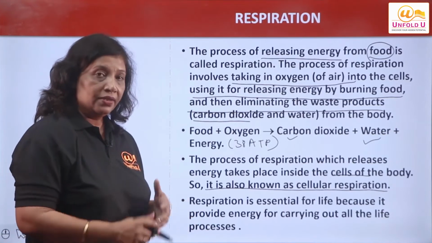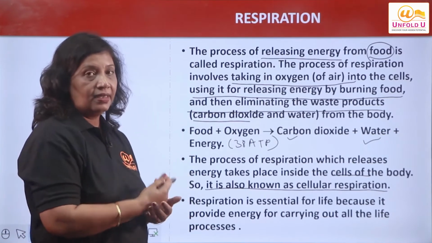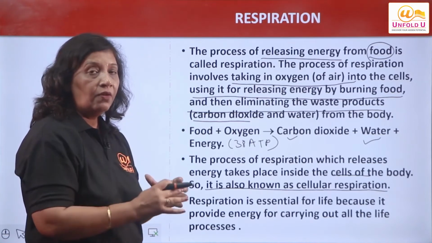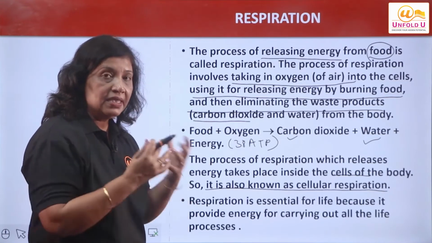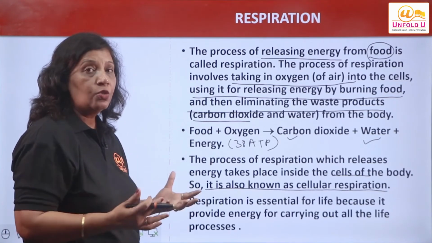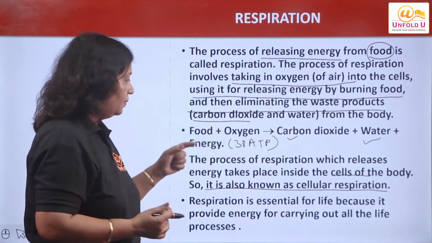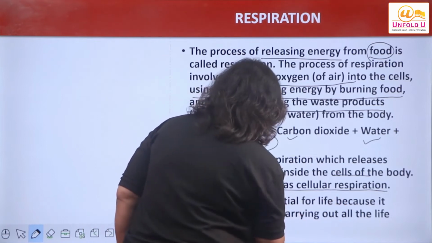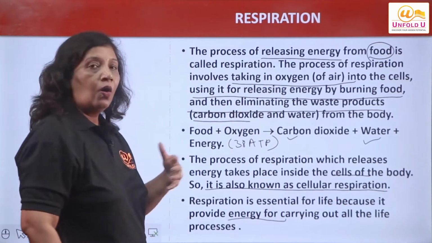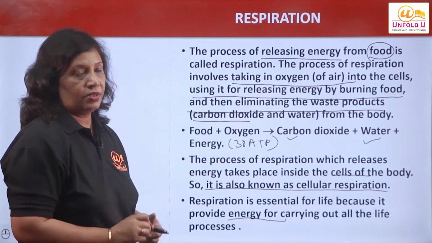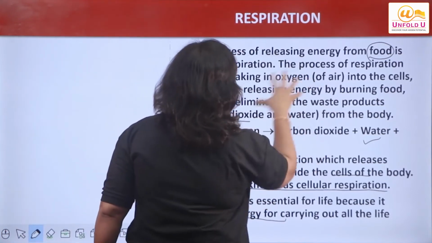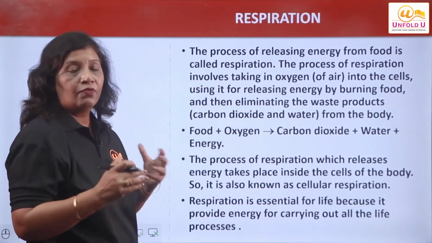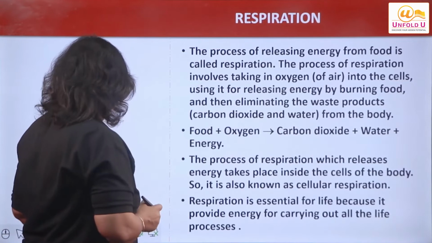I told you when oxygen which is taken inside is used for the breaking down of the respiratory substrate, and that breakdown of respiratory substrate releases energy, right? Releases huge amount of energy in the form of ATP molecules. That is called as cellular respiration. It is essential for life. Why? Because it provides energy for carrying out all the activities, all the vital life processes. So this is about respiration. What is all involved in the process of respiration?